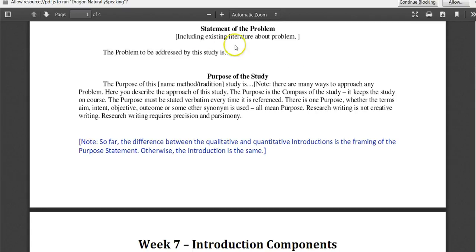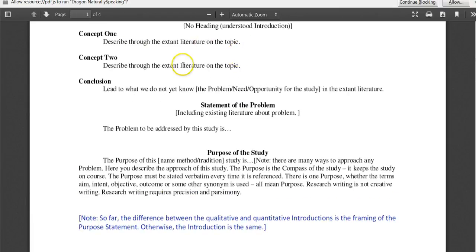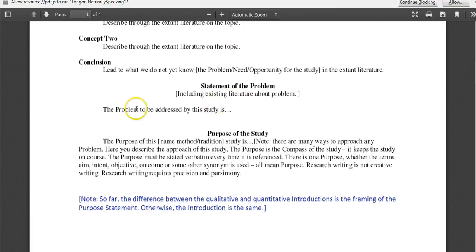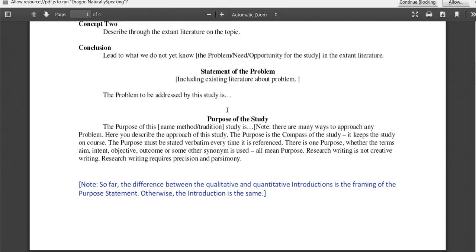We can, by the way, introduce that. We can go from our introduction of the entire study to introducing the problem and have a little bit more than just the statement of the problem. That's up to you, whatever makes sense for you.